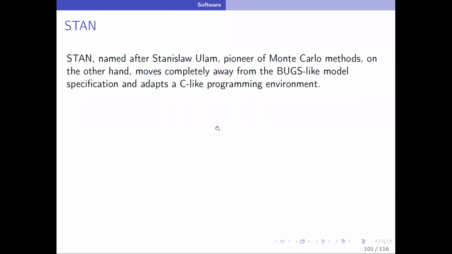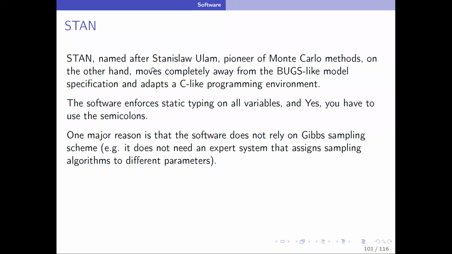So Stan is named after Ulam. I don't know how to pronounce Ulam. Stanislaw Ulam, pioneer of the Monte Carlo methods. It came out of Gelman's group at Columbia. It doesn't do Gibbs. It also moved away from Gibbs-like model specification, and it's a C-like programming language in that sense. It's the same idea as PROC MCMC, in a C-like style.